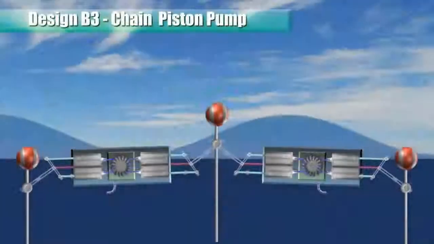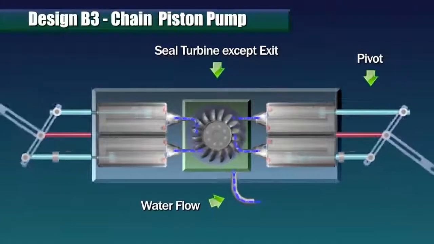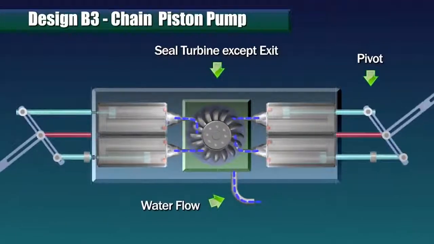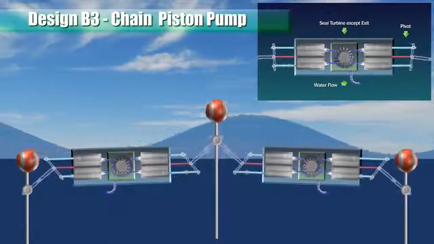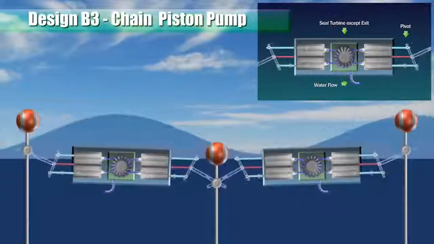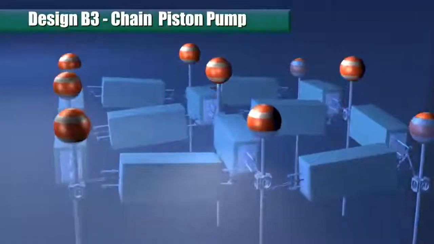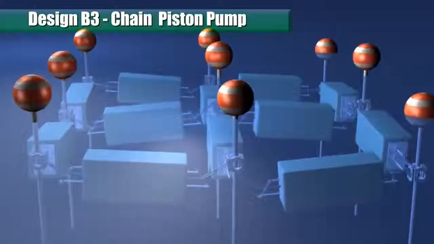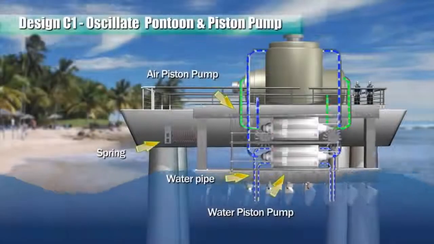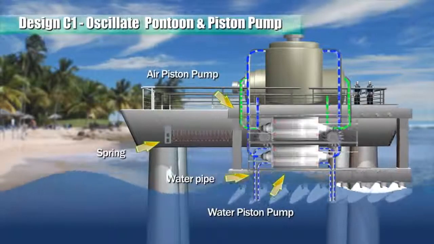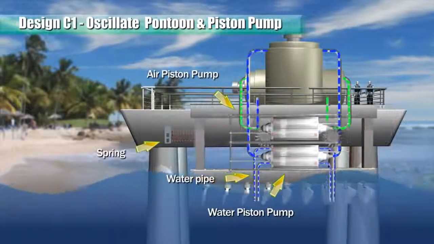Each pump body is configured to include two actuator T-bar piston pumps arranged end-to-end with a sealed turbine disposed in between. The pistons of the two pumps are interconnected and linked to a floating pontoon.